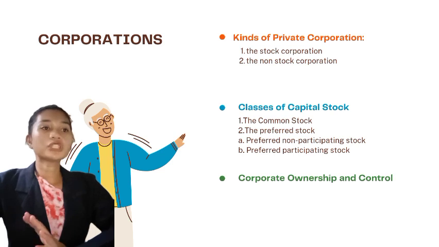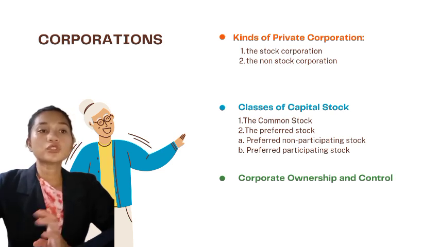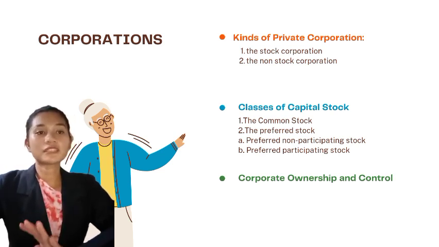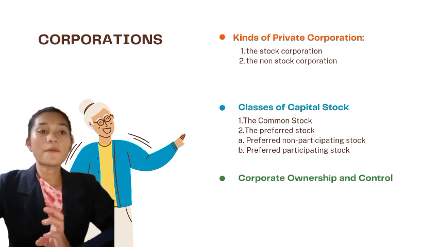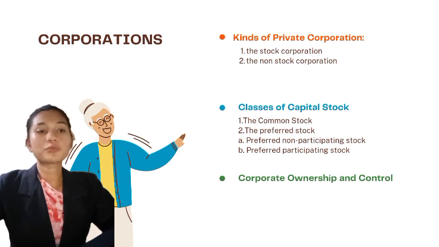And let's move on to the classes of capital stocks. So, a private corporation may be of two kinds, stock corporation and non-stock corporation. The common stock is presented as the basic owners and has the right of voting, active sa pag-control. And the preferred stock is naghatag og special protection or advantage over the common stockholder.